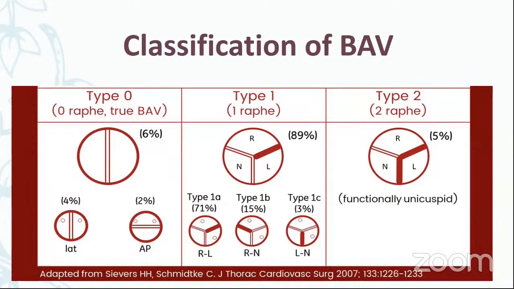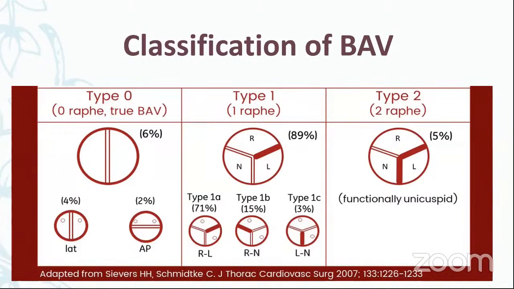The difficulty is when it's at 120 degrees, then you are confused. Is this a fused cusp? Is this just calcification? Or what is that? And you identify it by looking at the commissure insertion on the aortic wall.